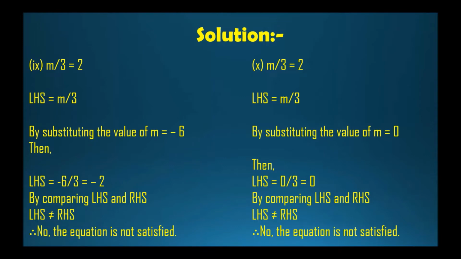Next, m upon 3 equals 2. Now here the value of m is 0. So 0 upon 3 is 0. By comparing LHS and RHS, we can say that this equation is not satisfied.